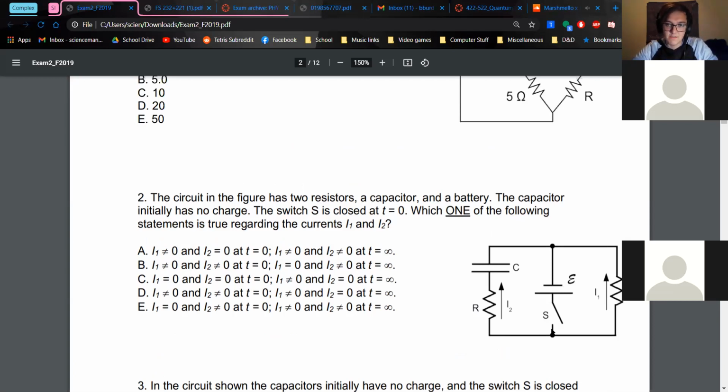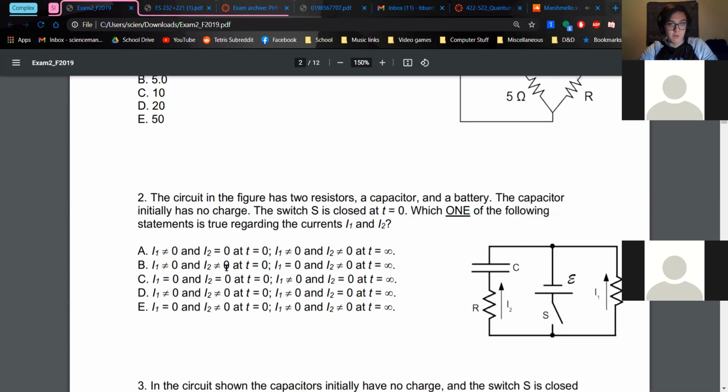When we connect the switch, there's no charge on this capacitor, so it's actually going to act just like a wire. That's what happens. Capacitors just act like wires when they're uncharged, right? Because they're happy to accept any charge, and it's once they build up charge that they start resisting that current going through them. So I2 is going to be non-zero, and I1 is also going to be non-zero. There's nothing stopping the current from going through there. Okay, so if we look at that, it means that it's either B or D, right?